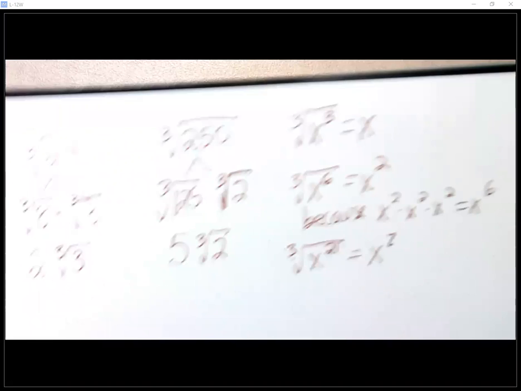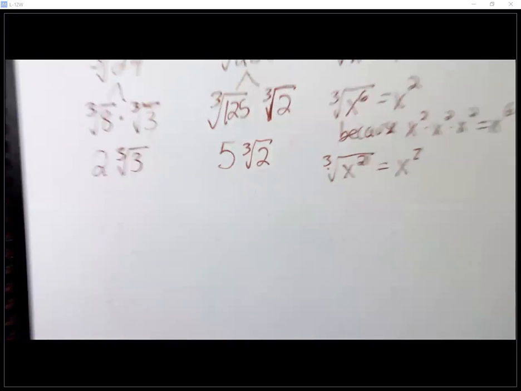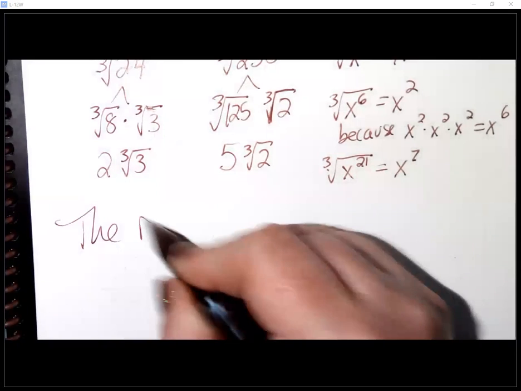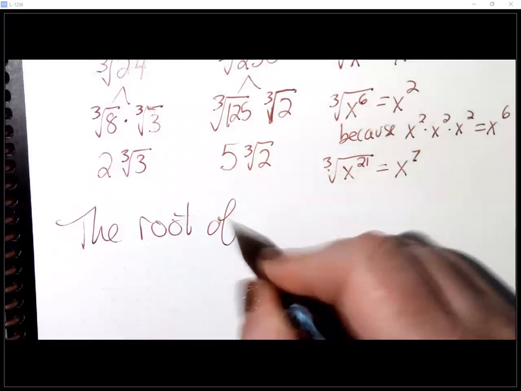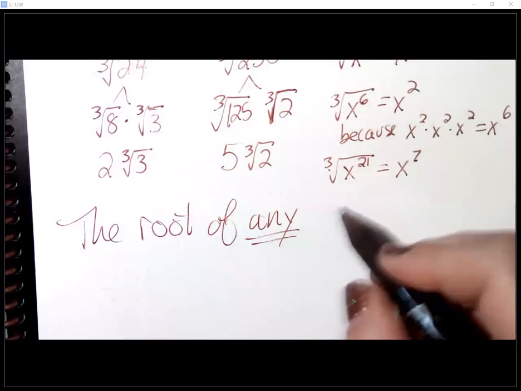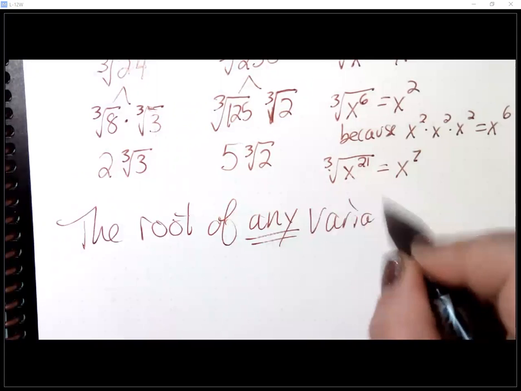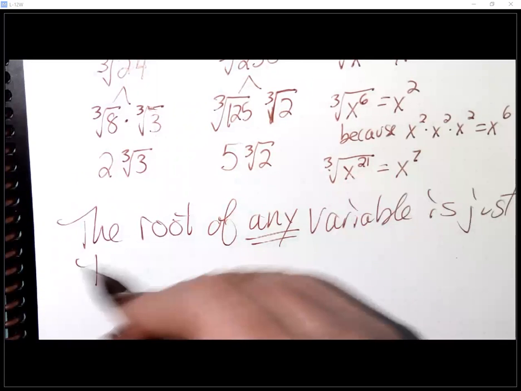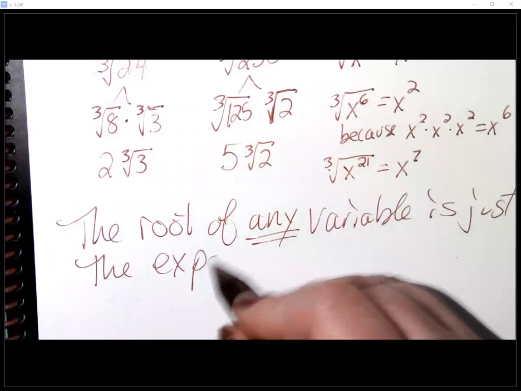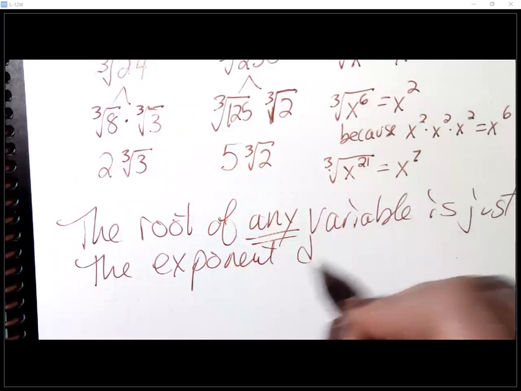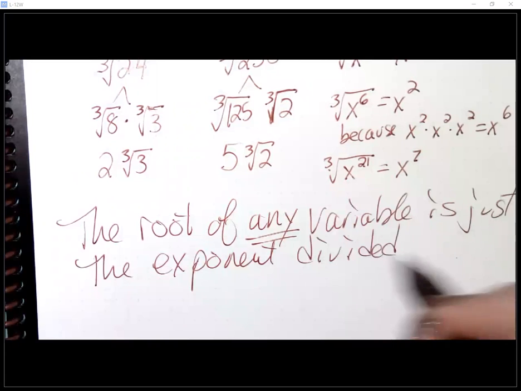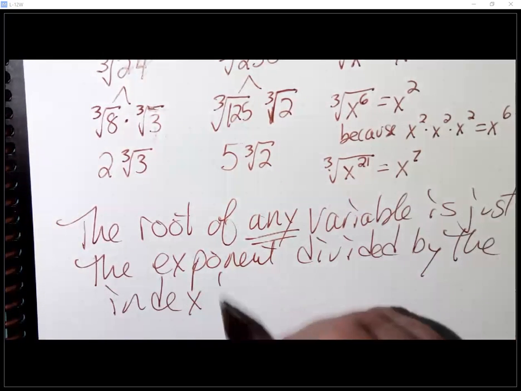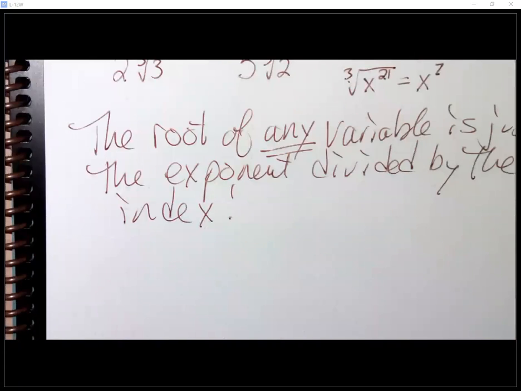And that works for any of them. 4th roots, 5th roots. So the root of any variable is just the exponent divided by the index. That's it. Oh my gosh. So that's kind of a big deal. So you could do any of them now.